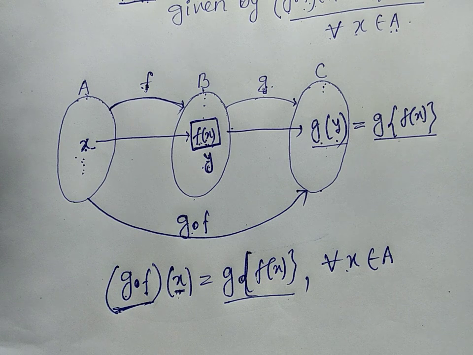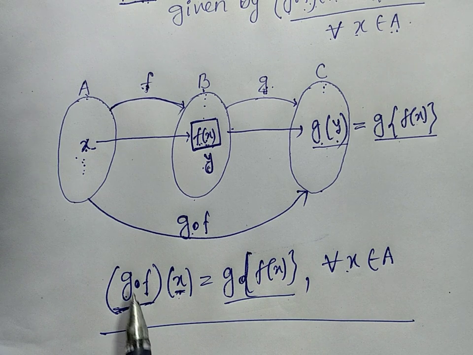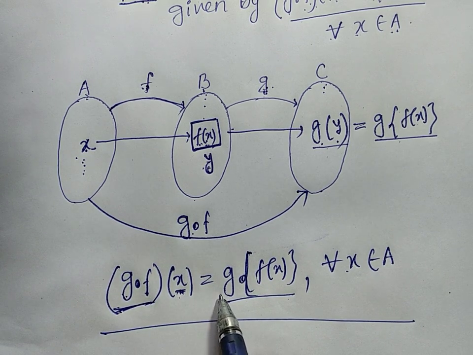What is the domain of the composite function? The domain of the first function itself is the domain of the composite function. What is the codomain of the composite function? The codomain of the second function is the codomain of the composite function. So this is the definition. Remember that this is the main important topic. G not f of x equal to g of f of x.